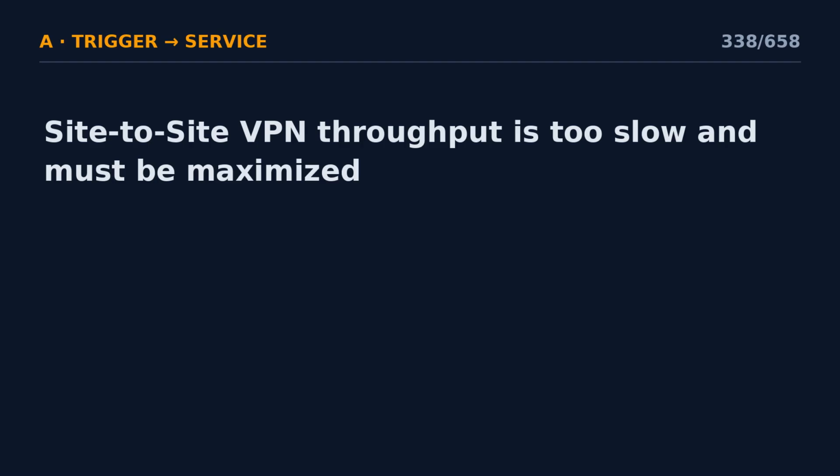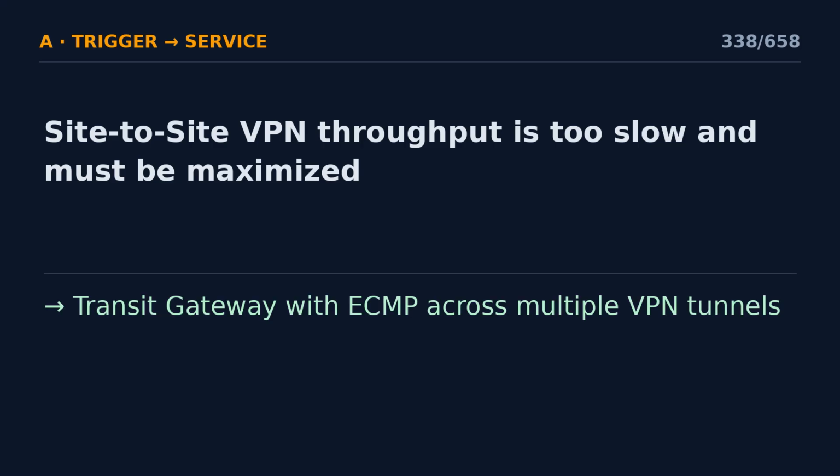Site-to-site VPN throughput is too slow and must be maximized. Answer: Transit Gateway with ECMP across multiple VPN tunnels.